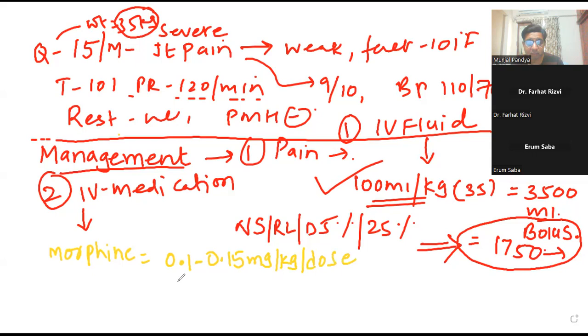Right? So let's say 0.1 multiplied by the weight, 35 kg. So it must be around 3.5 milligram. Am I right? Yes, sir. So this 3.5 milligram, how are you going to give it to the patient? You take it from the ampoule and directly IV push it to the patient.